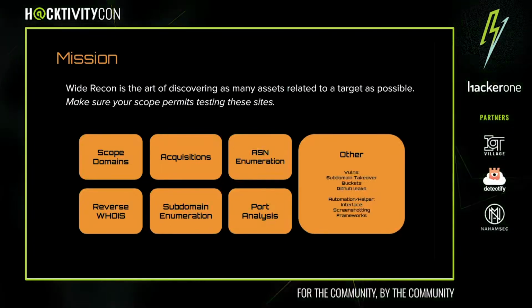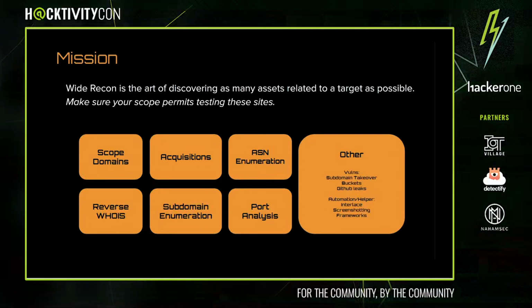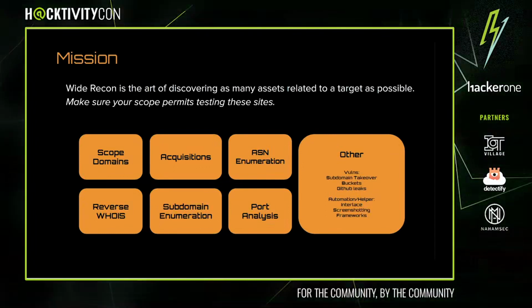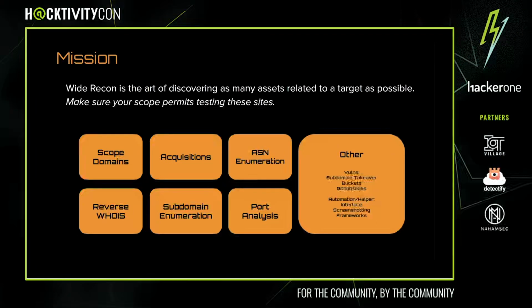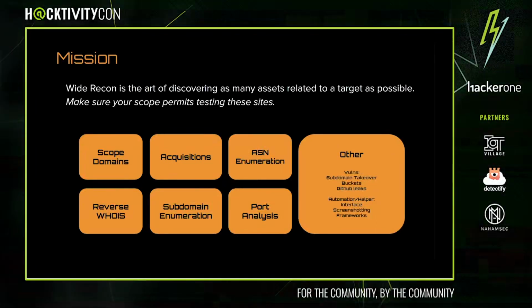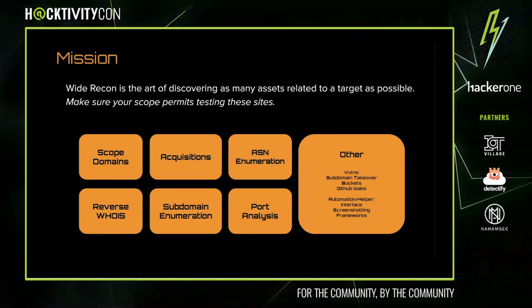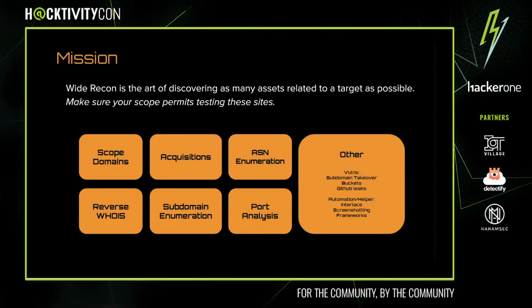And so we're gonna do a little bit of an explanation of finding your in-scope domains right off the bat. What are your seed domains? What is this company's acquisition? How do you enumerate an ASN? How do you do reverse whois enumeration and subdomain enumeration and port analysis? And then we're going to talk about some other things that fit along with this wide recon idea. But yeah, that's kind of what we're going to get into today.